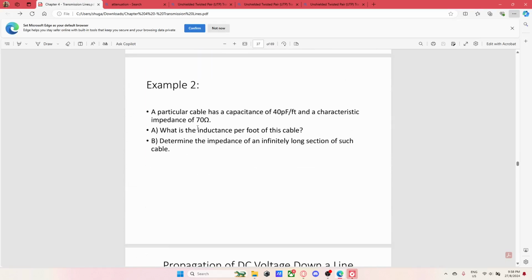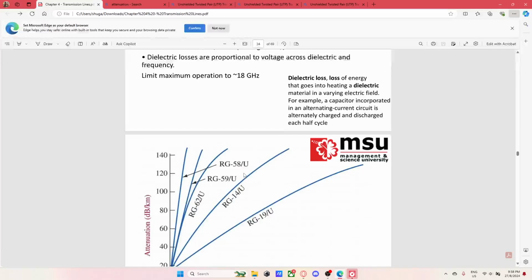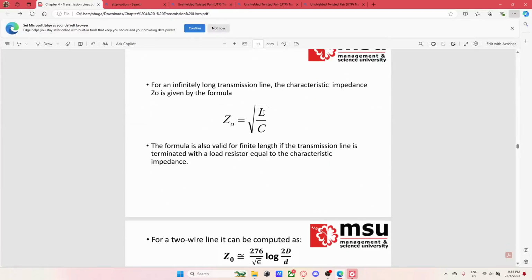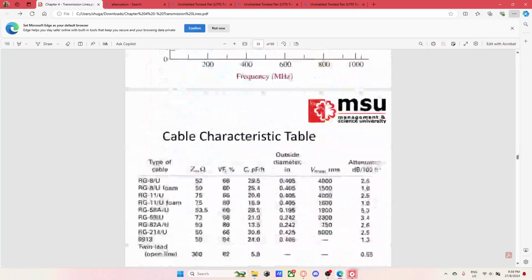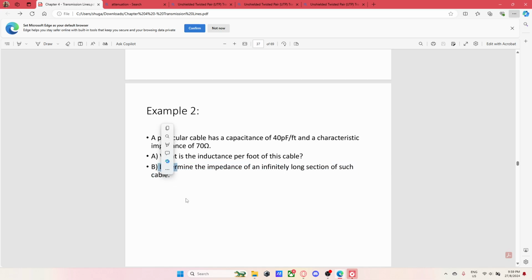The same goes for example number 2. A particular cable has a capacitance of 40 pF per foot and a characteristic impedance of 70 ohms. So our Z0 is 70. The first question asks you to find the inductance L. Substitute Z0 with 70 ohms and the capacitance with 40 pF per foot. Okay, so you will get the inductance. And then try to determine the impedance of an infinitely long section of such cable.